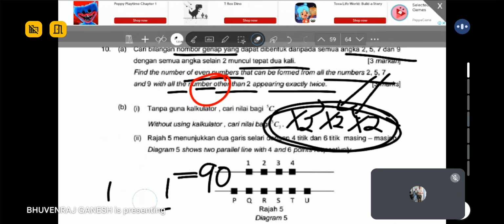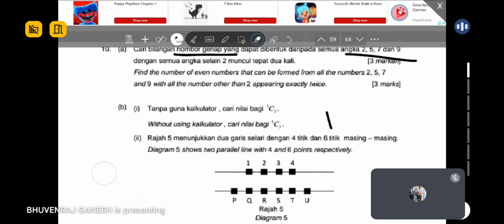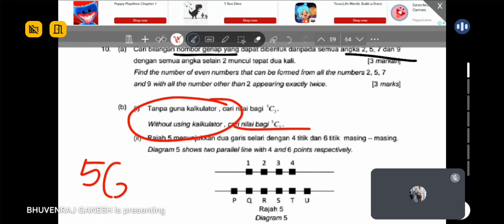So for question B. Okay, this question is easy also. So they ask you to find the value of 5C3. So guys, without using calculator, tanpa guna calculator. So kalau tanpa guna calculator, kena tunjuk jalan kira. Okay, you must show working step.